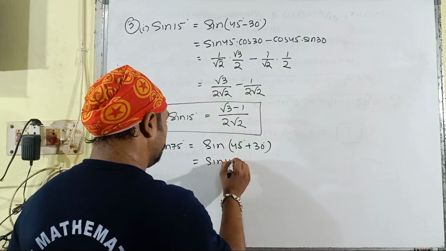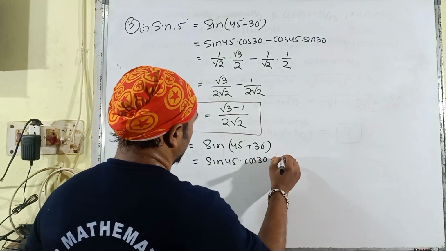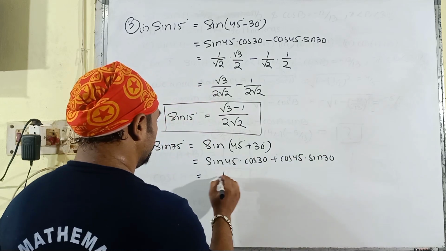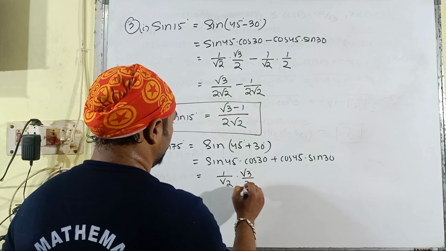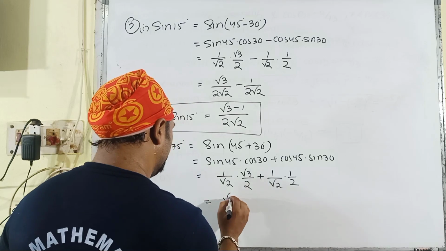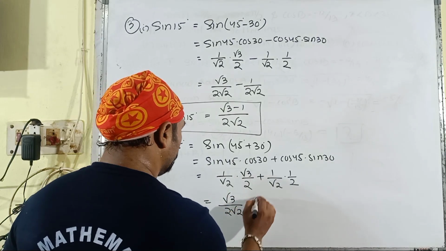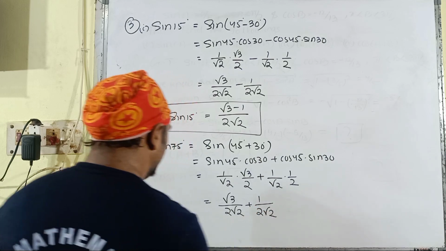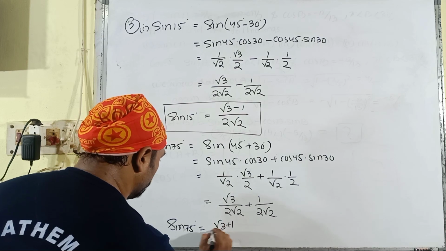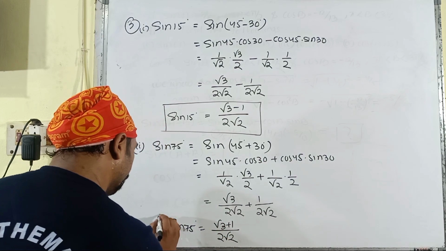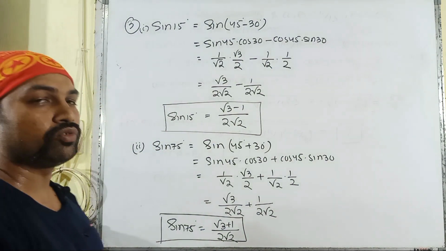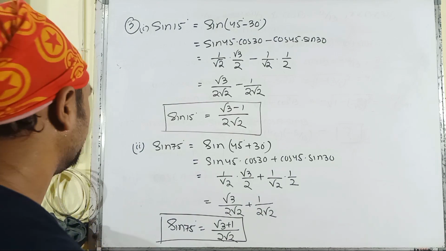It will be sine 45 into cos 30 plus cos 45 into sine 30, and it is again 1 by root 2 into root 3 by 2 plus 1 by root 2 into 1 by 2. So it will be root 3 divided by 2 root 2 plus 1 divided by 2 root 2. Hence sine 75 degree is equal to (root 3 plus 1) divided by 2 root 2. And this is the value of sine 75 degree. Then moving towards cos 15 degree and cos 75 degree.